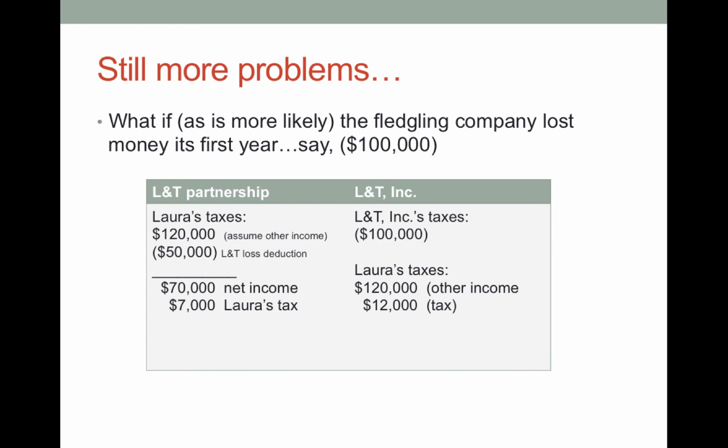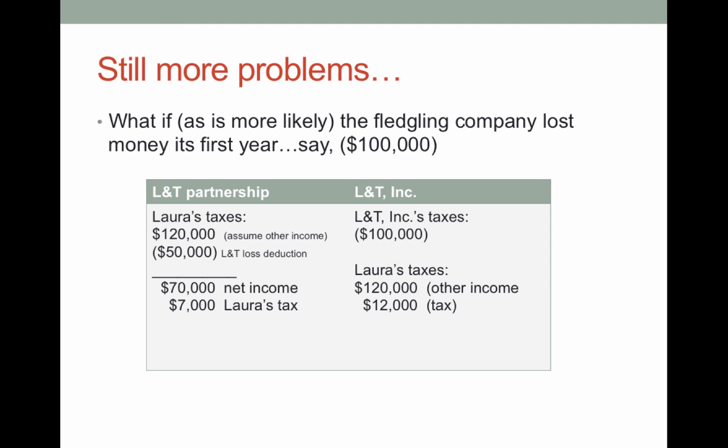What about if the business lost money? Would you rather be a partnership or a corporation? Let's look. Again, let's say in their first year the company lost $100,000 and that loss will be split evenly between Laura and Teresa. Let's just hope Laura has some other income. Let's say she's married and her husband makes $120,000 a year. She had a $50,000 loss from the L&T partnership. So she and her husband are going to deduct $50,000 from the income they had, which gives them a net of $70,000 of income that year. They'll pay $7,000 in tax, again assuming a 10% tax rate.